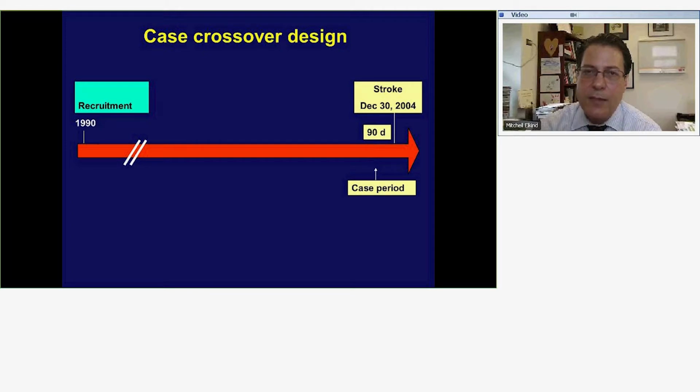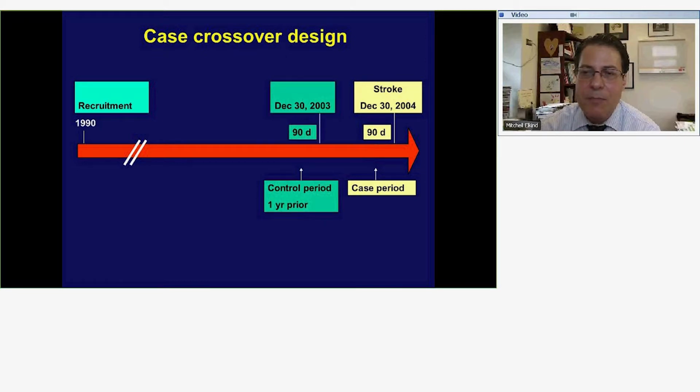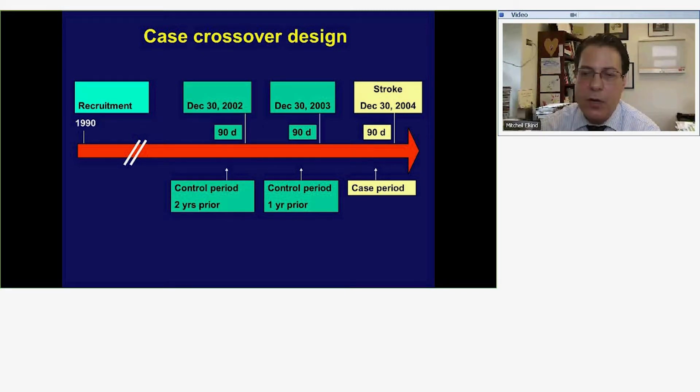Then we look at the 90-day time window, period of time, prior to their having a stroke, and we look to see whether they had any hospitalizations for infection during that time window. And then we look at the same calendar time, 1 year before and 2 years before, and look at the occurrence of hospitalization for infection in these time windows versus in the case time window. So it's a within-person type of analysis.